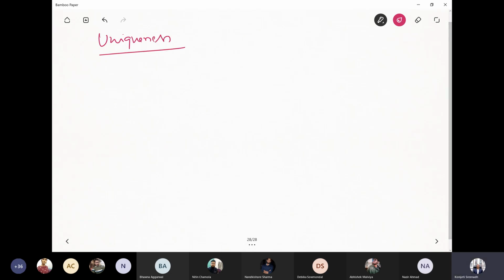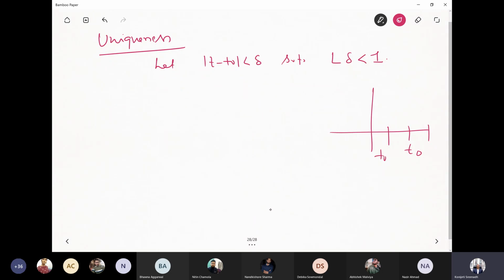Uniqueness. So let delta be such that the Lipschitz constant times this delta is less than 1. You can always do this. Choose your interval within this, |t minus t naught| less than h. So you have t naught, and this is t naught minus h to t naught plus h. Within this interval, you take another small interval. So this is the delta interval, so that L into delta is less than 1.